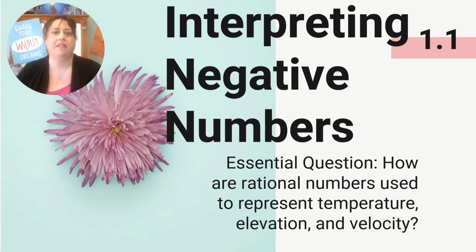Welcome to Meetings in Math. Today we're going to be looking at interpreting negative numbers. We'll be looking at them on a vertical number line. Our essential question is, how are rational numbers used to represent temperature, elevation, and velocity?